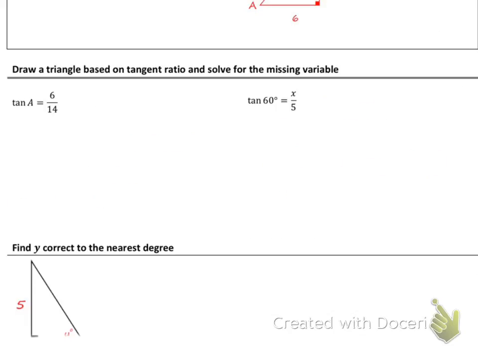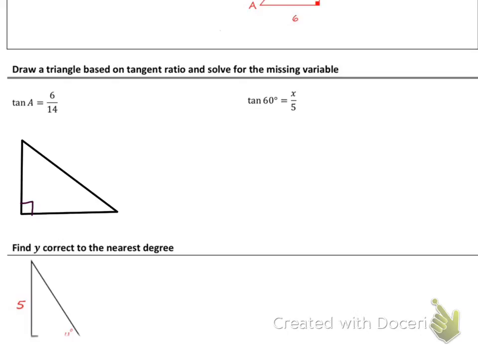All right. We're supposed to draw a triangle based upon the tangent ratio, and I'm supposed to solve for the missing variable. Well, these can only be right triangles. That's all we're dealing with is right triangles. Tangent only works with right triangles. So I know I'm going to be drawing a right triangle. So let's go ahead and draw a right triangle. That's my right triangle.